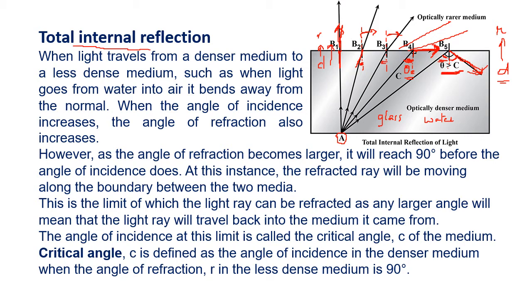What are the conditions for total internal reflection? There are 2 conditions. Condition 1: light should travel from a denser medium to a rarer medium, that is, a less dense medium. And secondly, the angle of incidence should be greater than the critical angle. When these two conditions are met, the light will not leave the medium, it will bend back inside the same medium. This is called total internal reflection. So we have now seen reflection, refraction, dispersion and total internal reflection. This is what happens to light when it travels through different media.